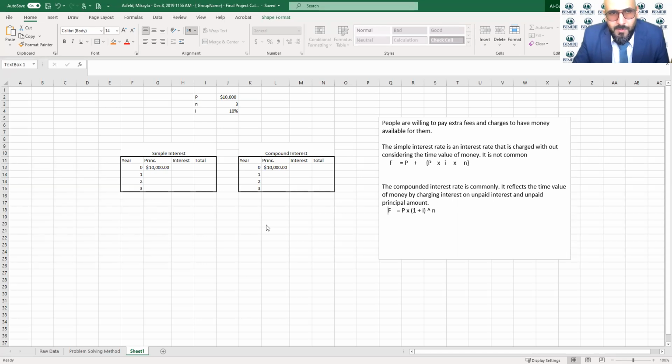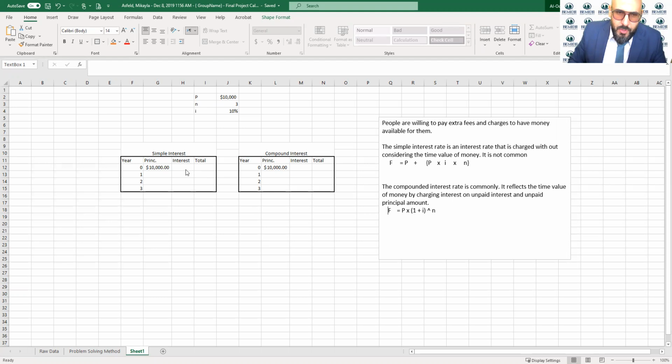However, the purpose of this class is to teach you about real life application, and the compounded interest rate is the most common one. It is the one that we use in real life. And it does reflect the time value of money. The simple interest rate does not charge you interest on the interest. However, the compounded interest rate will be charging interest on unpaid interest and unpaid principal. So let's take this example to demonstrate the difference between both.